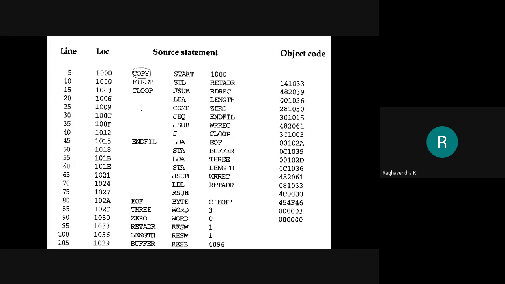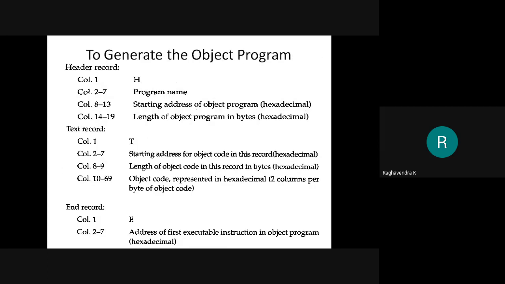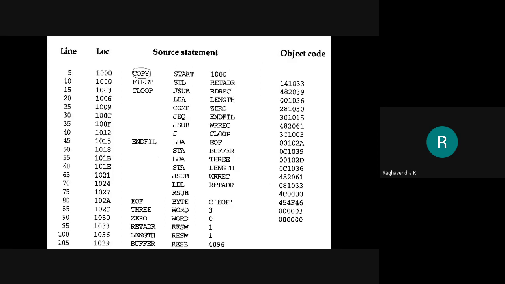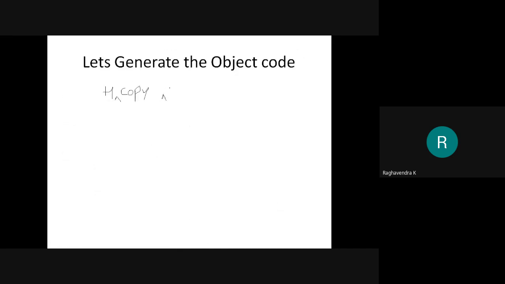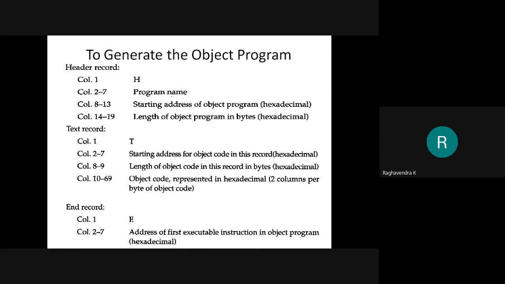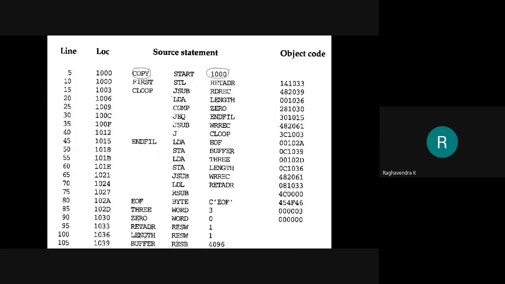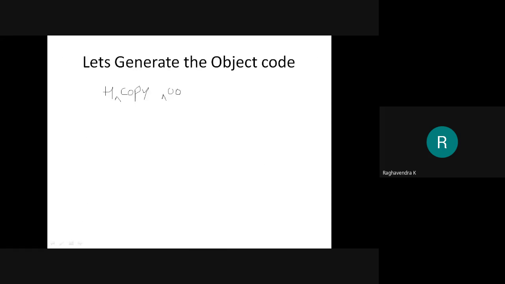Okay, what is next? Next I am supposed to write the starting address of the program. Where do I get the starting address? It is present in the START assembler directive. So it is 1000. Right? So from 2 to 7, sorry, not 2 to 7. From 8 to 13, right? So write 001000. What is the starting address? 1000. So 8, 9, 10, 11, 12, 13. Correct? From 8 to 13. So the starting address is 1000.